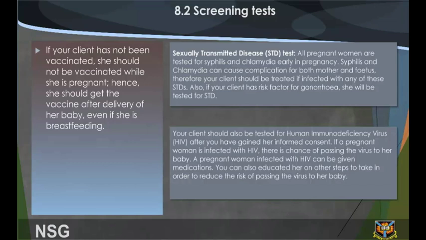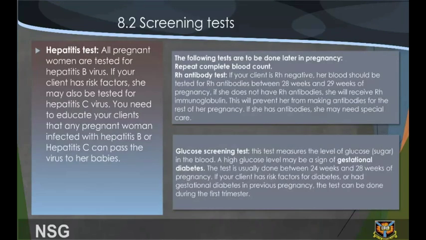You can also educate her on other steps to take in order to reduce the risk of passing the virus to her baby. Hepatitis test. All pregnant women are tested for hepatitis B virus. If your client has risk factors, she may also be tested for hepatitis C virus. You need to educate your clients that any pregnant woman infected with hepatitis B or hepatitis C can pass the virus to her babies. The following tests are to be done later in pregnancy.